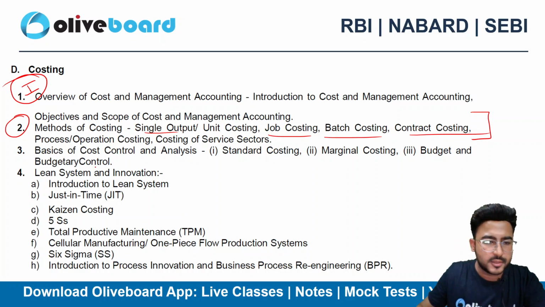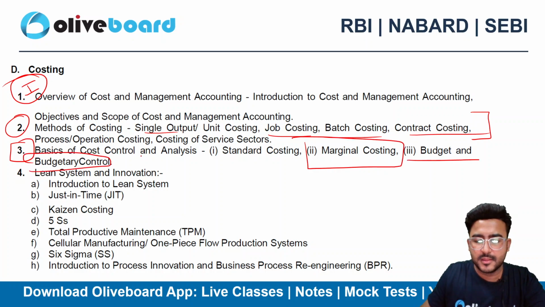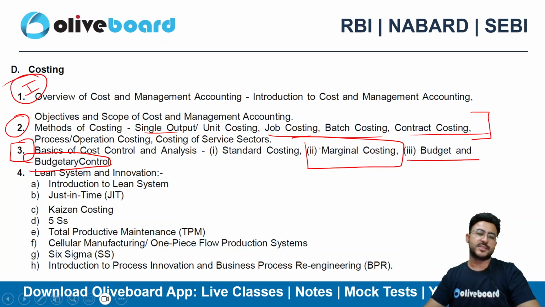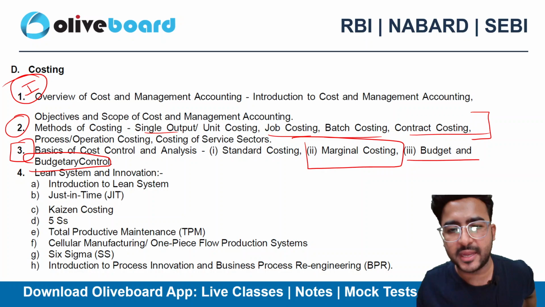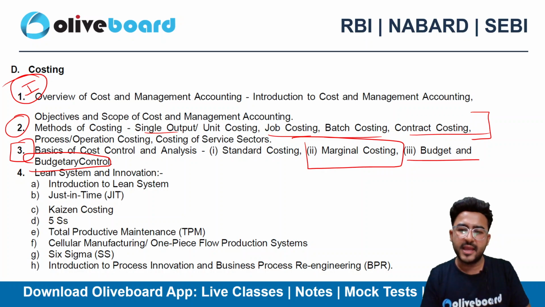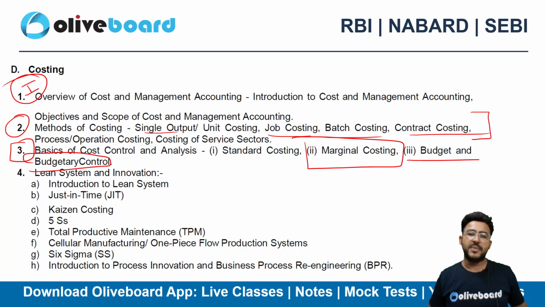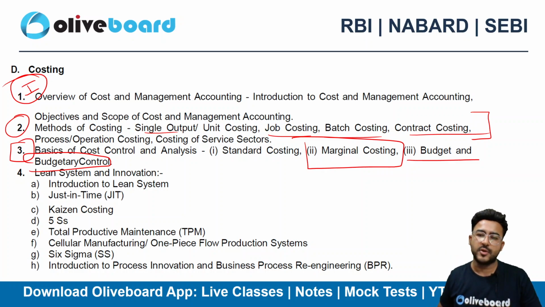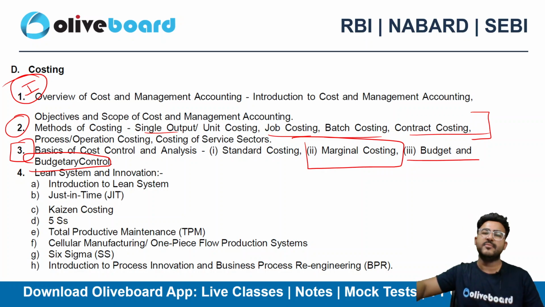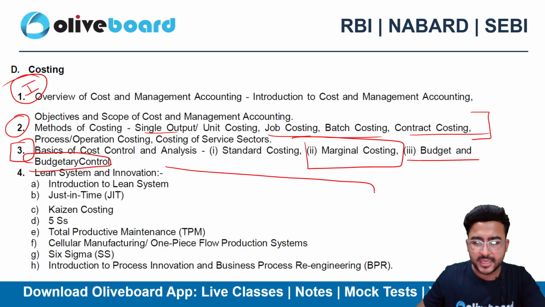Next, if I talk about basics of cost control and analysis, I'll guide you guys. Please cover the marginal costing and budgetary control first. Okay, first cover marginal costing and budgetary control. Don't go directly for standard costing, though they have mentioned it earlier in the priority level. However, I will advise you guys to please cover marginal costing first and budgetary control first instead of standard costing. Standard costing you cover later, when the rest of your course is done, right? Then you can move to the lean costing as well.